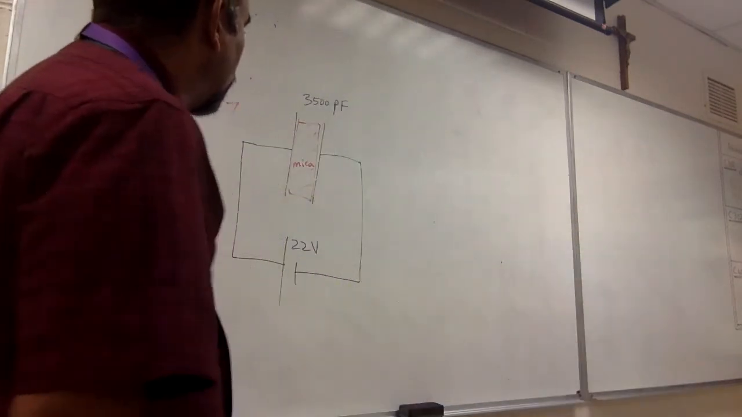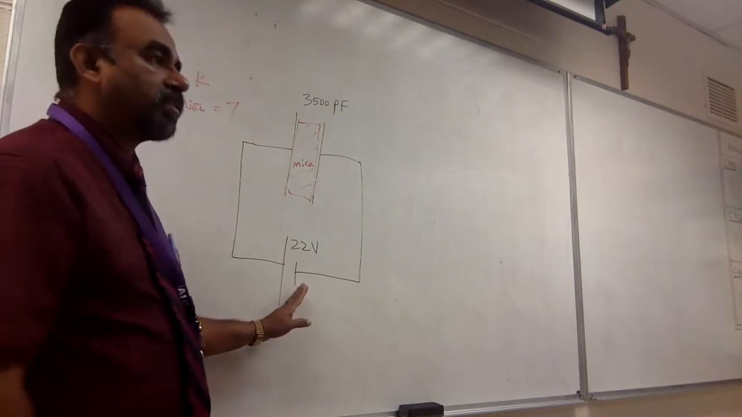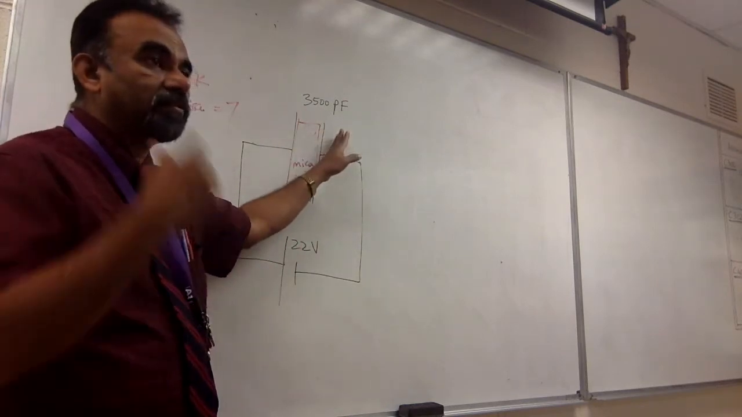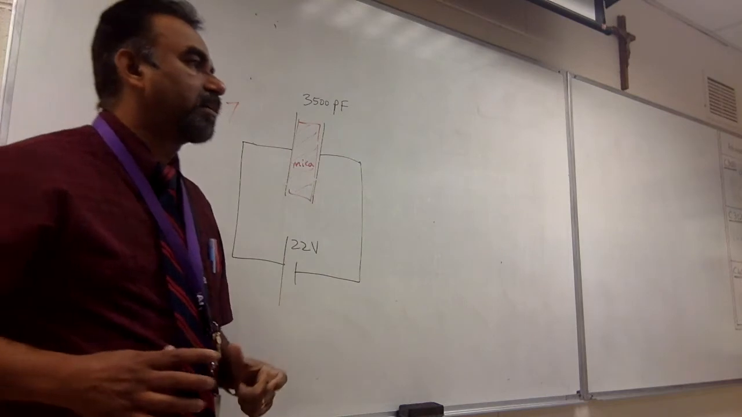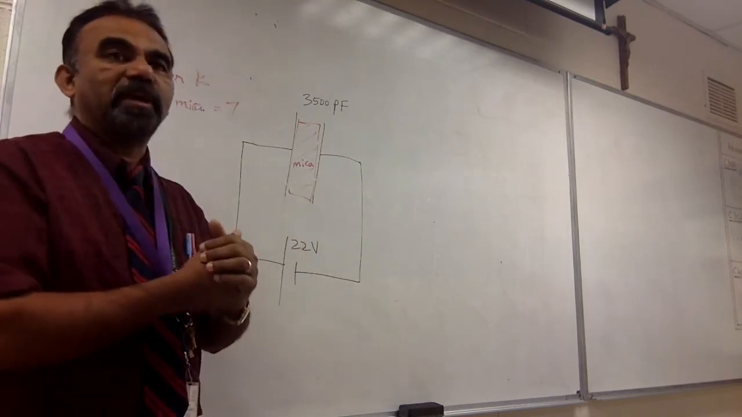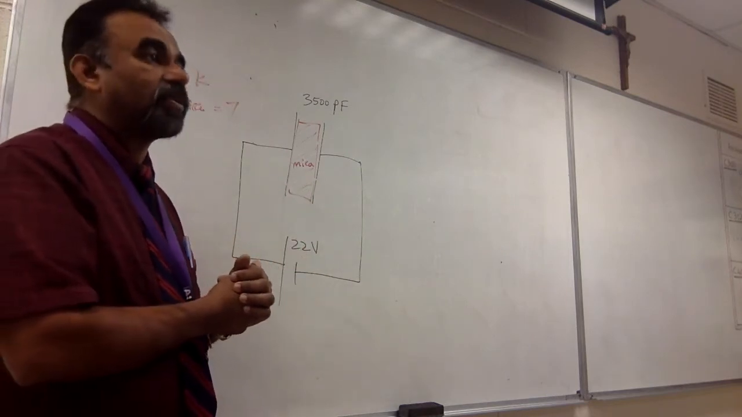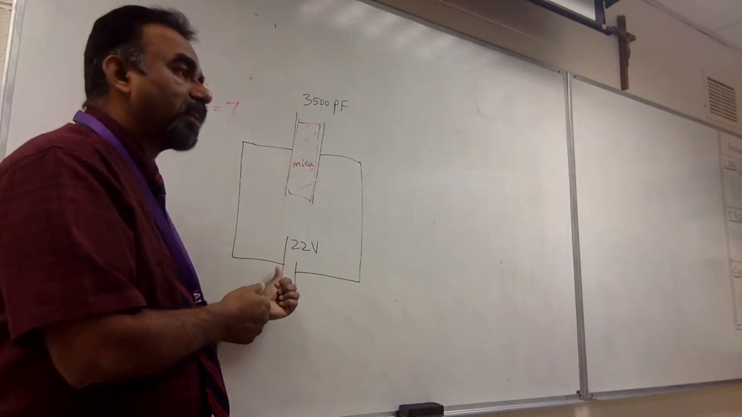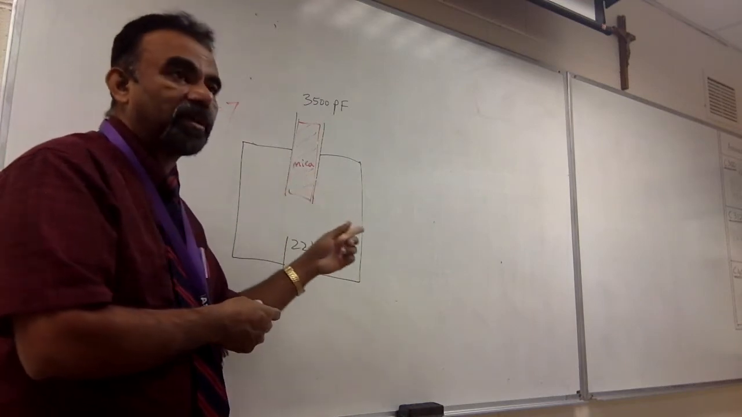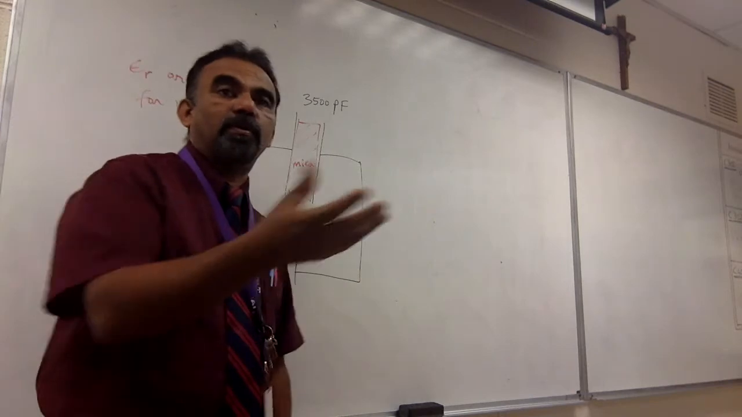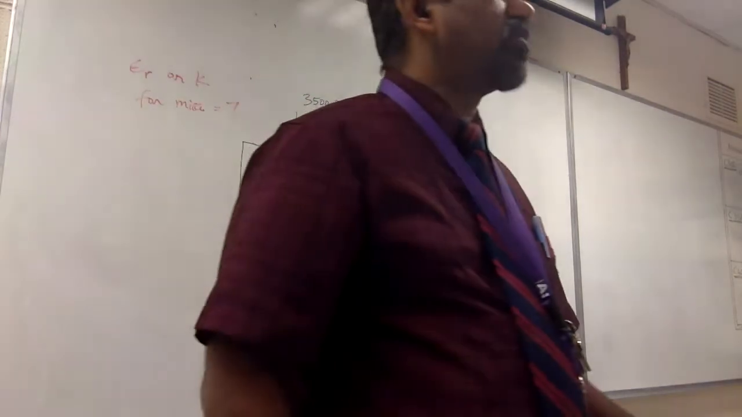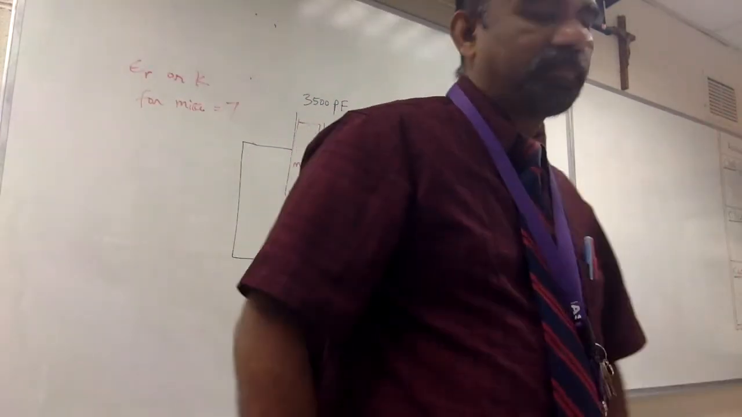So what's the question asking you to do? You connected this one to the air capacitor, and then the mica part of it is introduced. As soon as the mica is introduced, more charges will start flowing from the battery into the capacitor. How much charge actually flowed? How much charge really went into the capacitor?